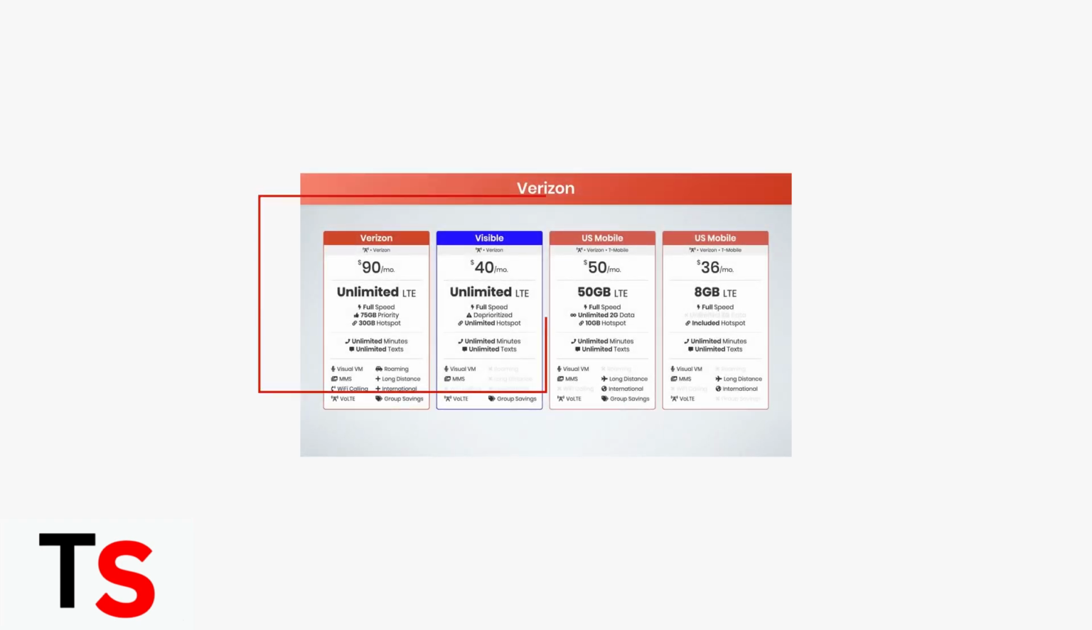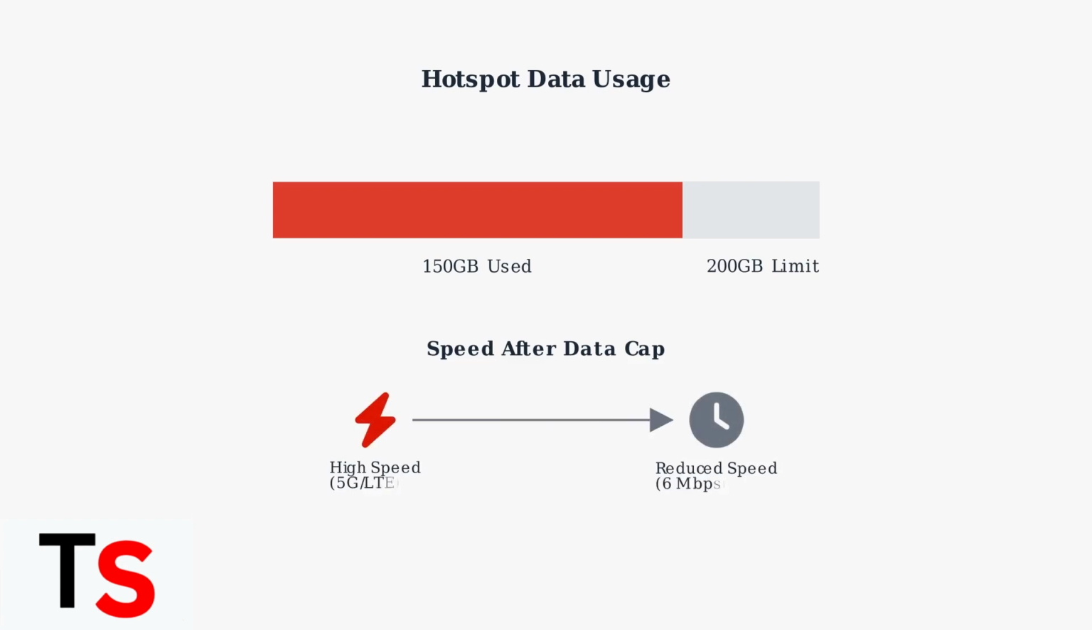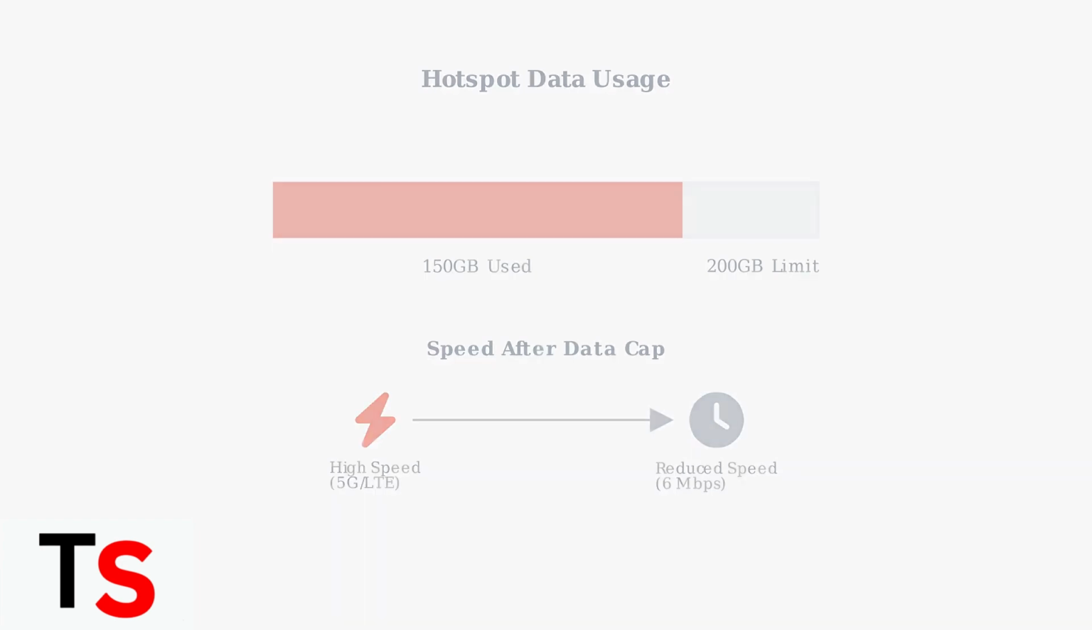Understanding your Verizon data plan is crucial for effective hotspot usage. Different plans offer varying amounts of high-speed hotspot data before speeds are reduced. The Unlimited Ultimate plan provides 200 gigabytes of high-speed hotspot data per month. After reaching this limit, your hotspot speeds will be reduced to 6 megabits per second.